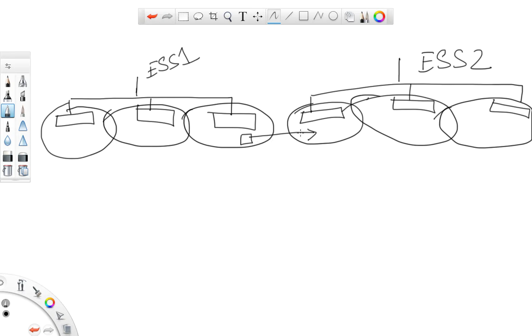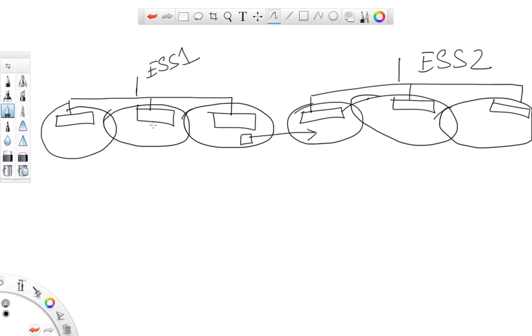In this case, there is no guarantee that the connection will be maintained, because it is possible that this is a different network with a different IP address range or different network address. So a mobile, when it moves here, may have to change its IP address. It is very much possible.